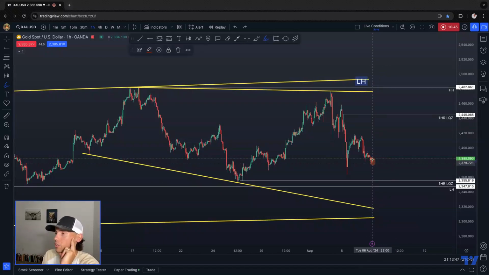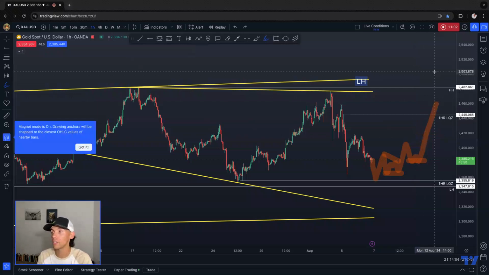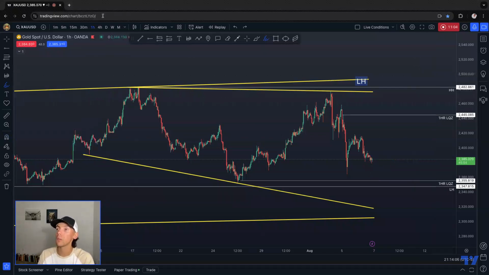But it doesn't have to, because then I would be okay with it rejecting there, doing some type of flag, pushing higher, just like this, where you'd have some sort of flag here in this area, and then you would be looking for entries just above here to take it higher to the top side. Because remember, where did we start off on our higher time frames? On our monthly and our weekly, which were all in a bullish trend. So something we want to keep in mind.